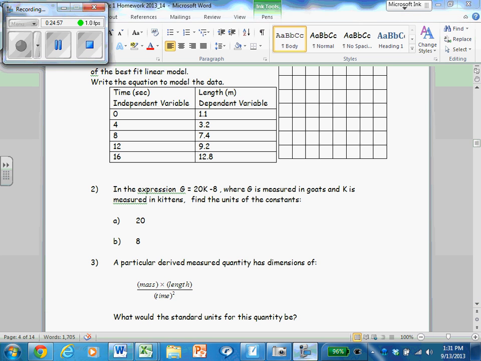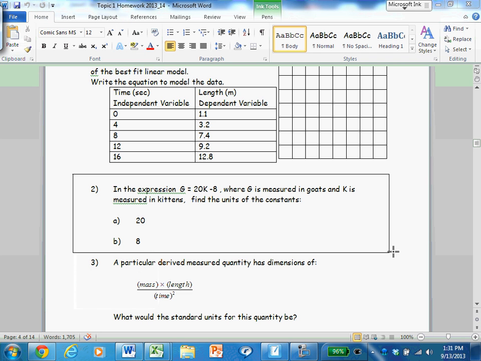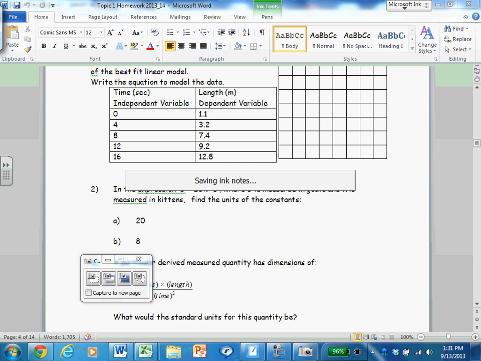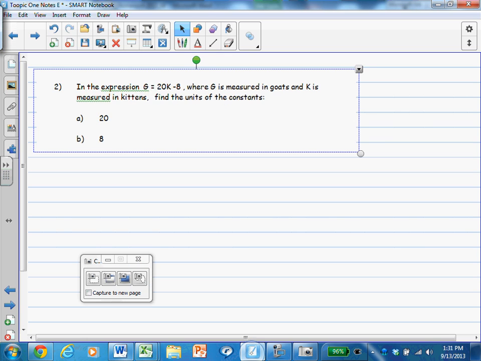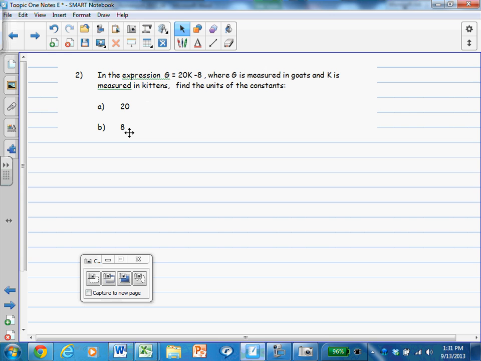There's so many things I gotta click on. If we look at this problem, it says in this expression G equals 20K minus 8, G is measured in goats, so that's the units, and K is measured in kittens. Okay? Find the units of these constants.